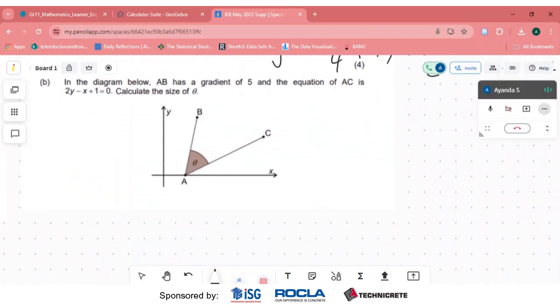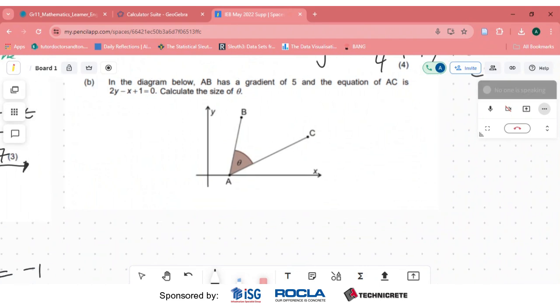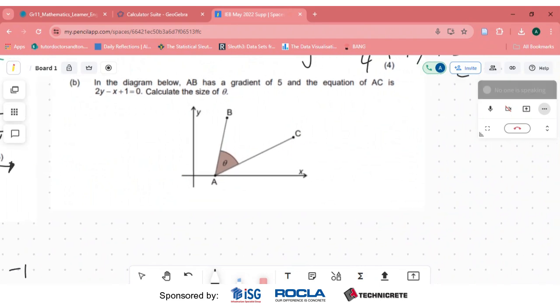Let's go to the last part of question 1, which is part B. In the diagram below, AB has a gradient of 5, and the equation of AC is 2y minus x plus 1 is equal to 0. We're asked to calculate the size of theta, which is the angle between AB and AC.